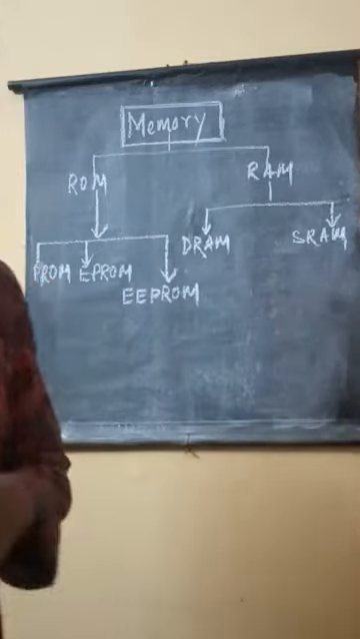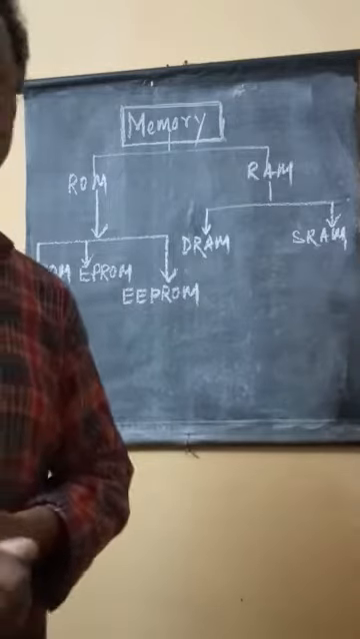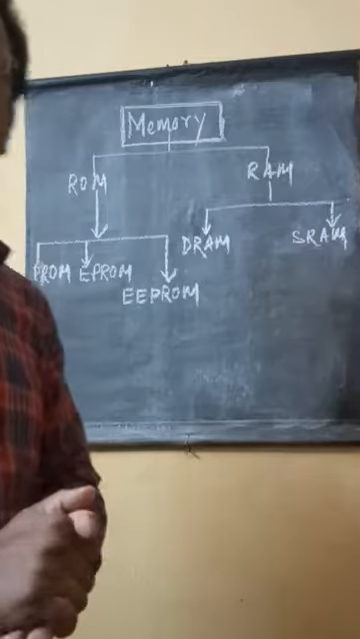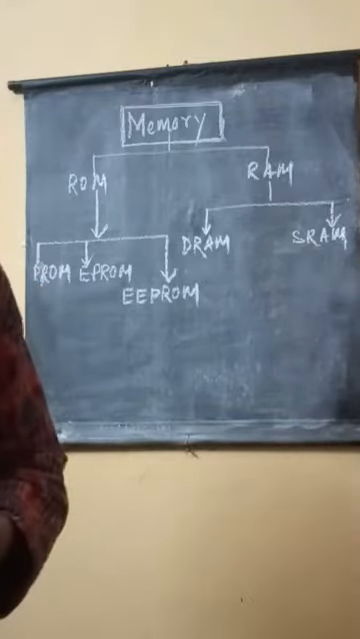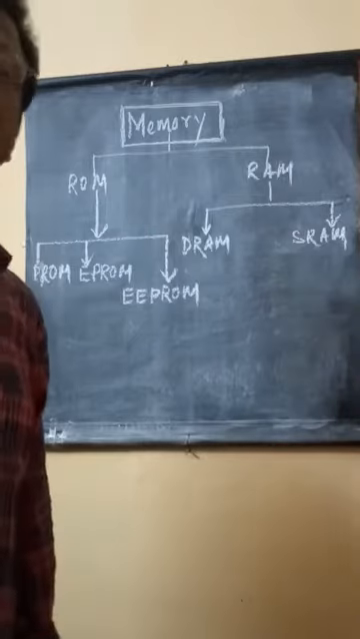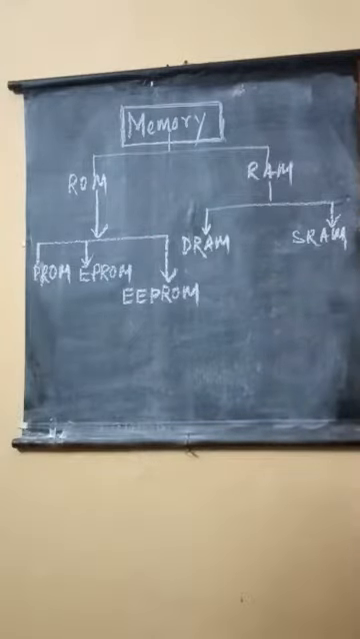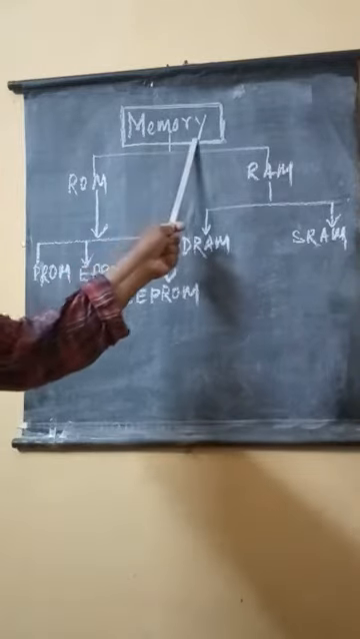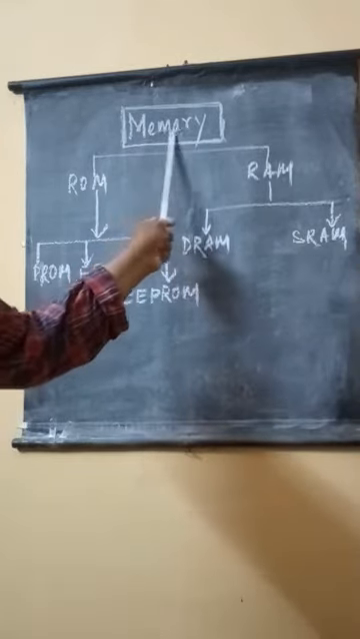So last class we were reading about RAM. This memory is the computer's internal memory, which is very essential, without which it is not possible at all to work on the computer. So this is also called your primary memory. It is called primary memory.